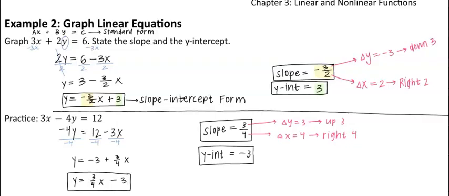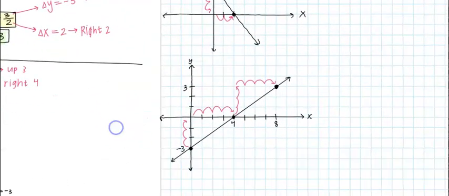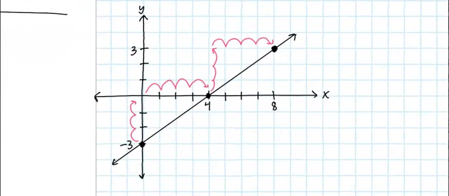Make sure you can try that one on your own and get that answer. Here's what the graph should look like for that one. This time it's a positive slope. That's why it's going up, or increasing, from left to right.